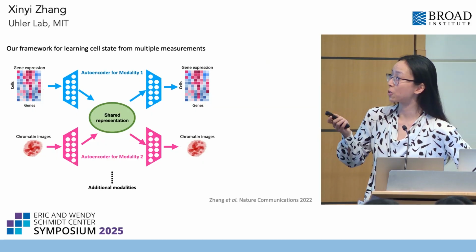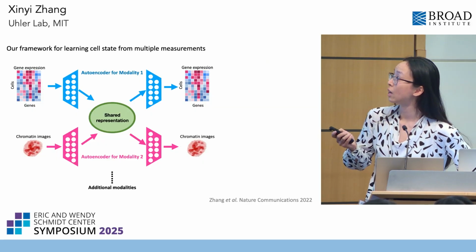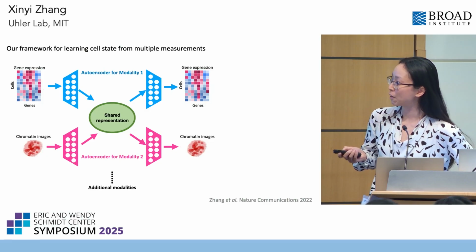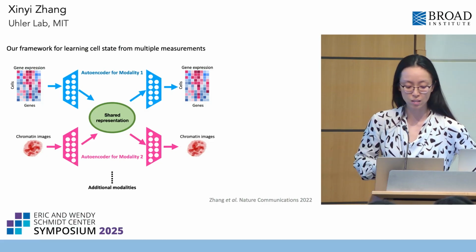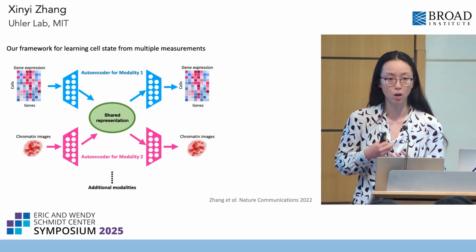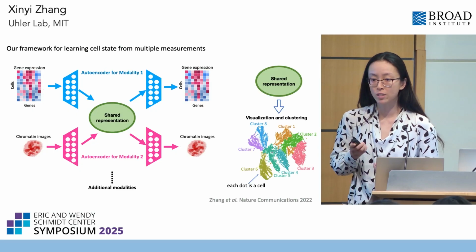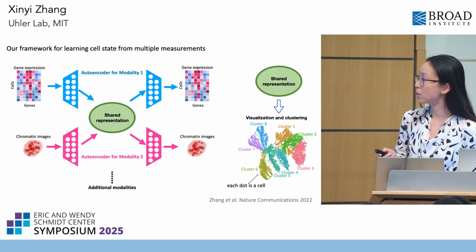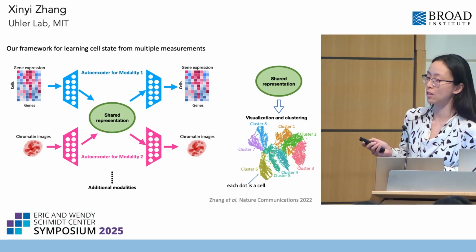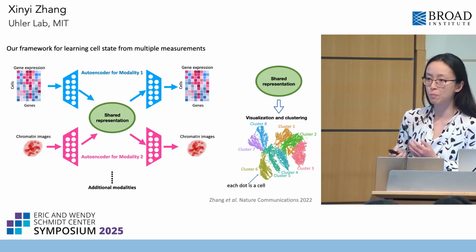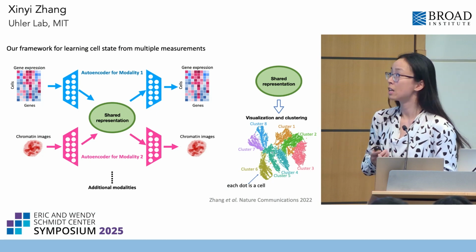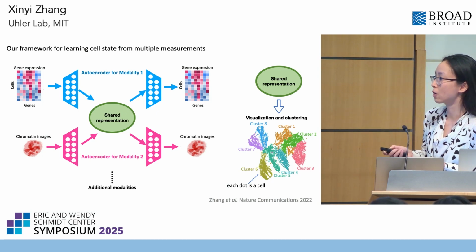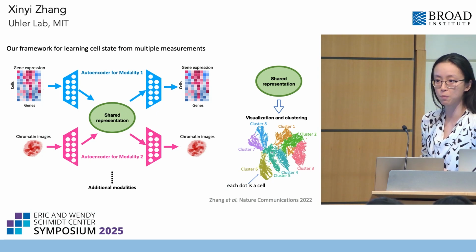So we have one autoencoder for each data modality, and then we can have the autoencoders jointly encode into a shared representation that now has a union of information from all the input data modalities. With this shared representation, we can then perform downstream analysis such as visualization and clustering, not only comparing the similarity of cells based on gene expression, but also comparing the cells based on if their chromatin image is morphologically similar.